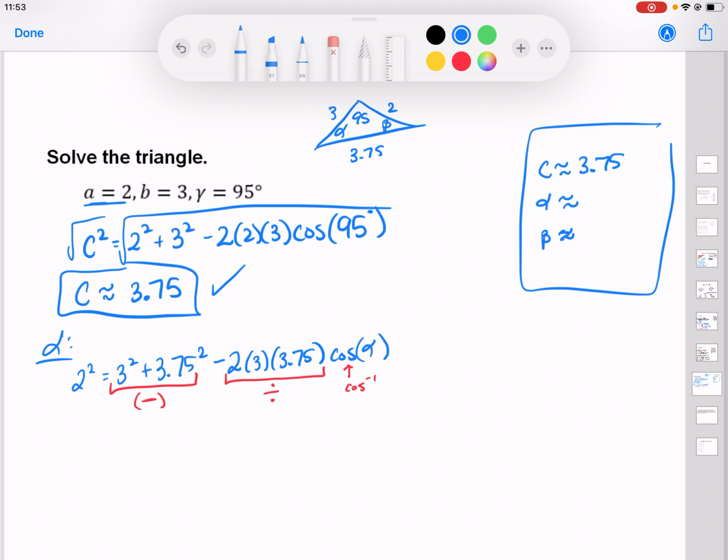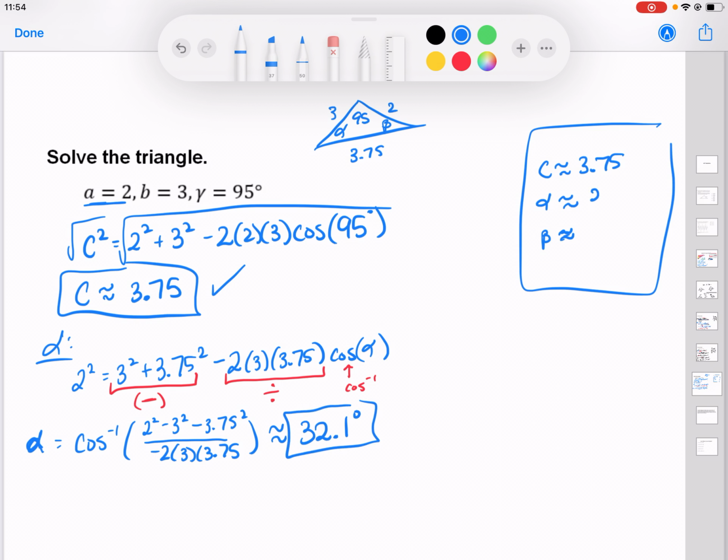So quick trick, this is what it'll look like. So alpha is going to equal, oh, that's a really bad alpha. So we're doing the inverse cosine of all of this. So 2 squared minus 3 squared minus 3.75 squared. So notice I'm subtracting both. Divided by negative 2 times 3 times 3.75. And then you just got to type it in correctly. It's the hardest part. And you get 32.1 degrees.